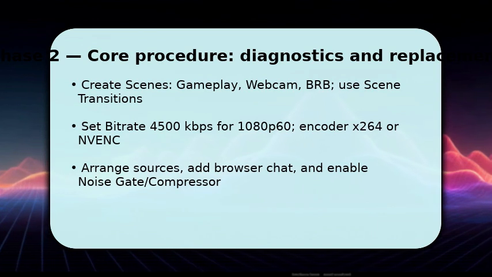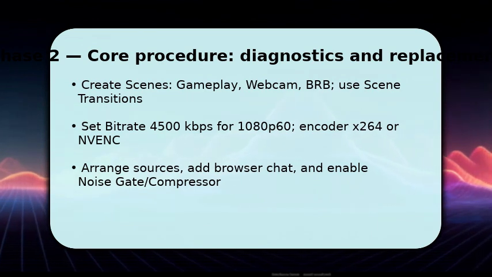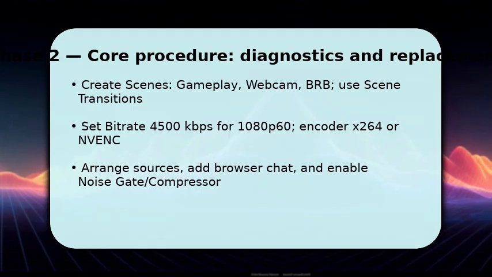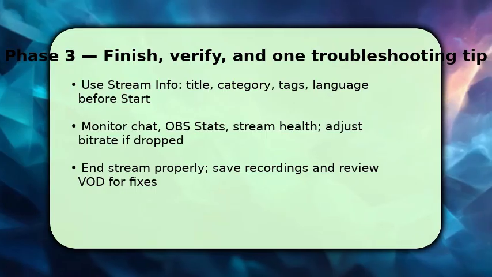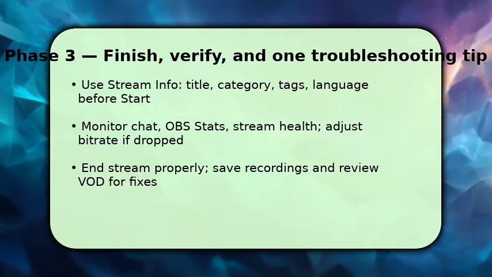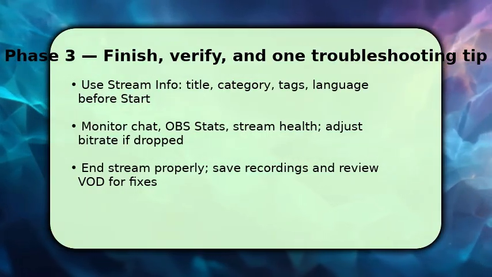Once you're ready to go live, finish with a checklist so the broadcast is solid. Enter a clear title, choose category and tags, then click Start Streaming in OBS. Monitor chat and the OBS stats panel for dropped frames or high encoding time.